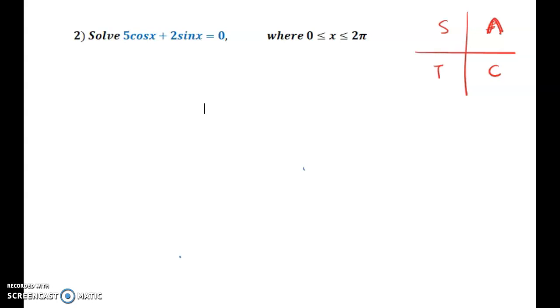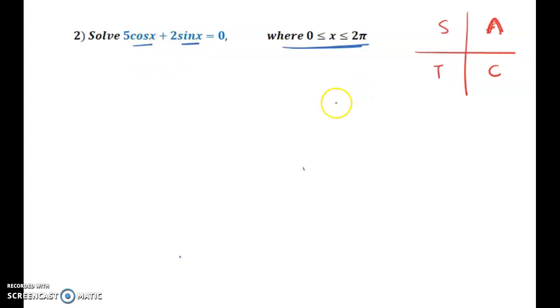Example 2. Now I'm asked here to solve 5 cos x plus 2 sin x is equal to 0, again between the same range. Now I have 2 sets of trig functions here, cos and sine. Now this is kind of difficult to work with if I have 2 separate ones. But what I need to do now is analyze this equation to see if I could do something to it in order to get only one function.